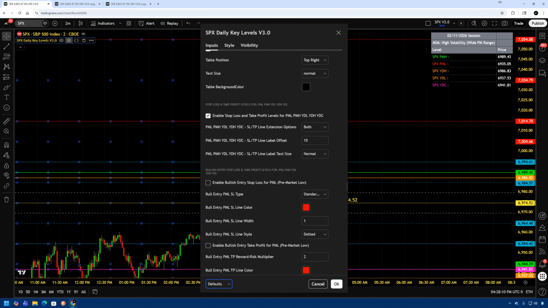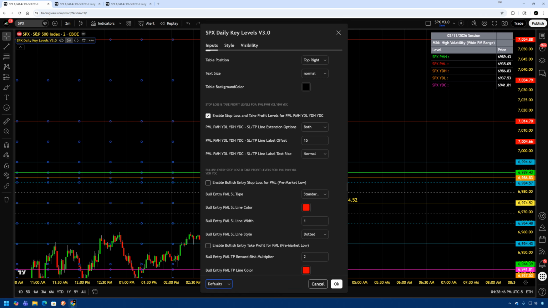Now, you may find that you prefer taking bullish or bearish trades off of any one or a couple of the different levels, the PML, PMH, YDL, YDH, and YDC levels. You may also find that you prefer that over taking trades off the regular main key levels, the bull bear key price level, and the main R levels and S levels. Or you may find that you like to do both.